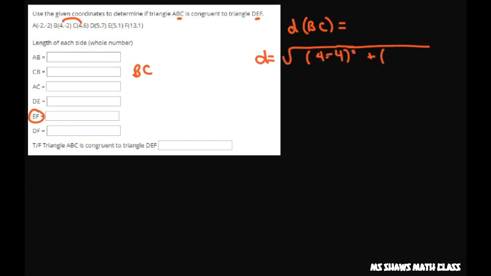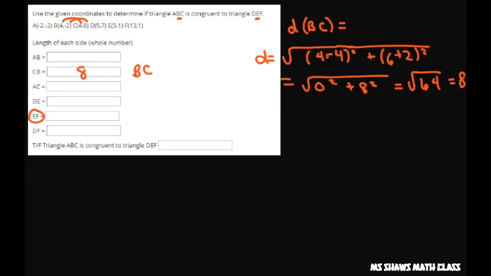So we want to do BC with EF. So I'm going to do the distance of BC, which equals the square root of... I'm going to go this way. So the distance equals 4 minus 4 squared plus 6 minus a negative 2. That's 6 plus 2 squared. So that equals 0 squared plus 8 squared, which equals the square root of 64, which equals 8. So this is going to be 8.